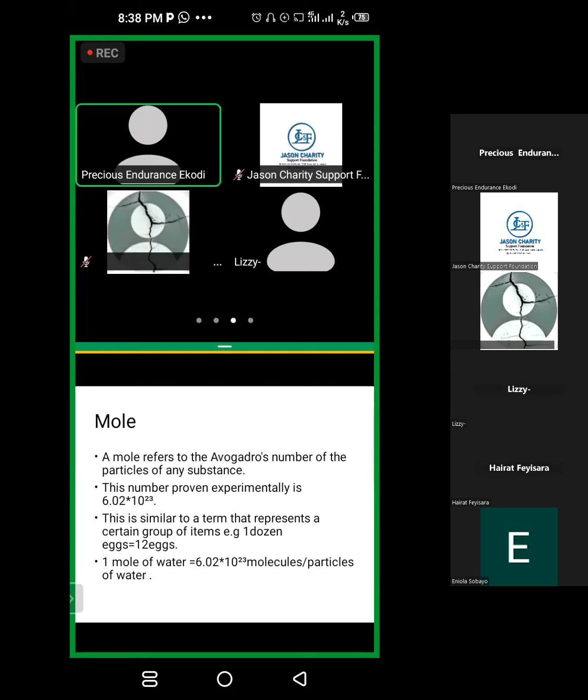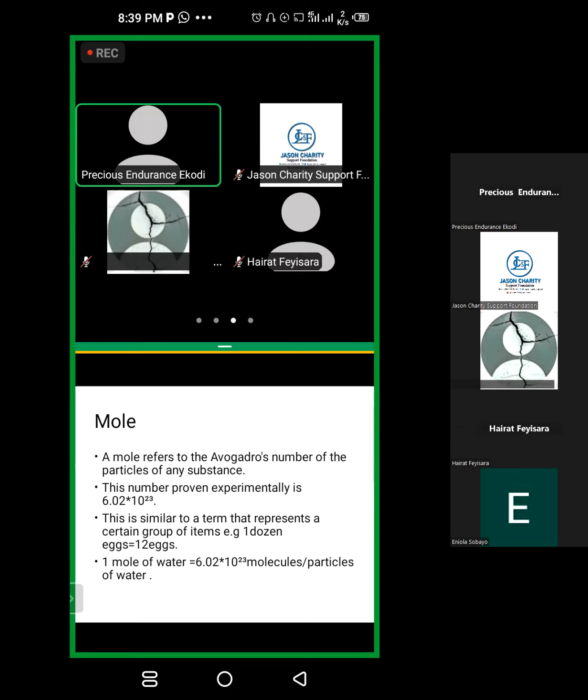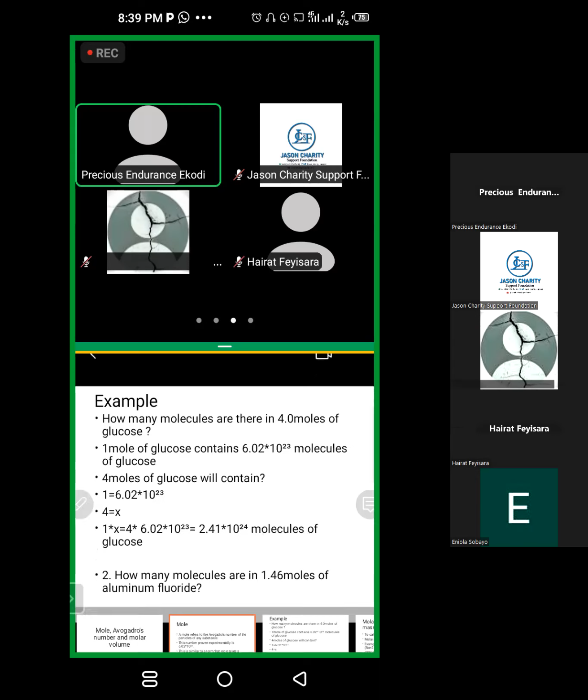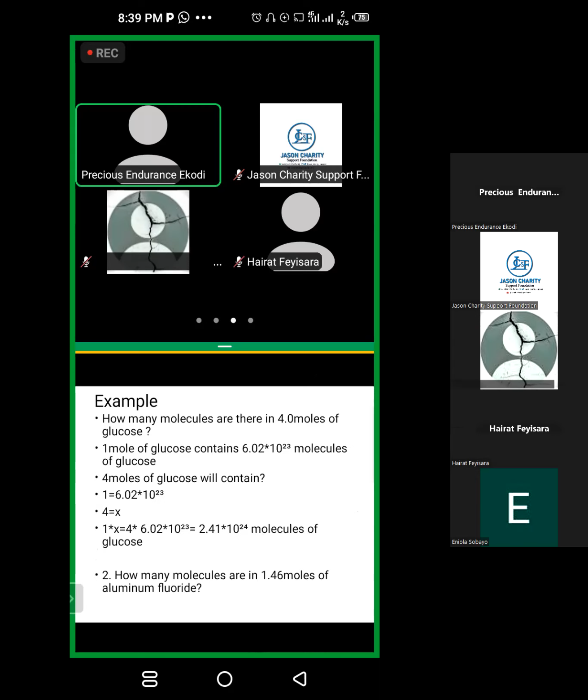12 equals 1 dozen, 6 equals half a dozen, and a crate equals 30 pieces and the rest. So for gases, 1 mole of any gas, no matter what the gas is, contains 6.02 times 10 raised to the power 23 molecules or particles, as the case may be. And then we solved some examples.